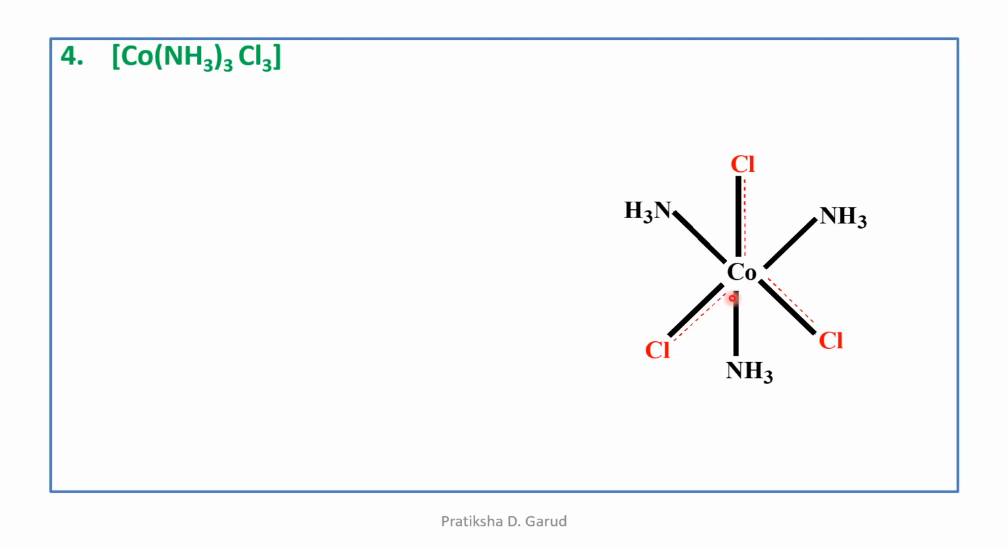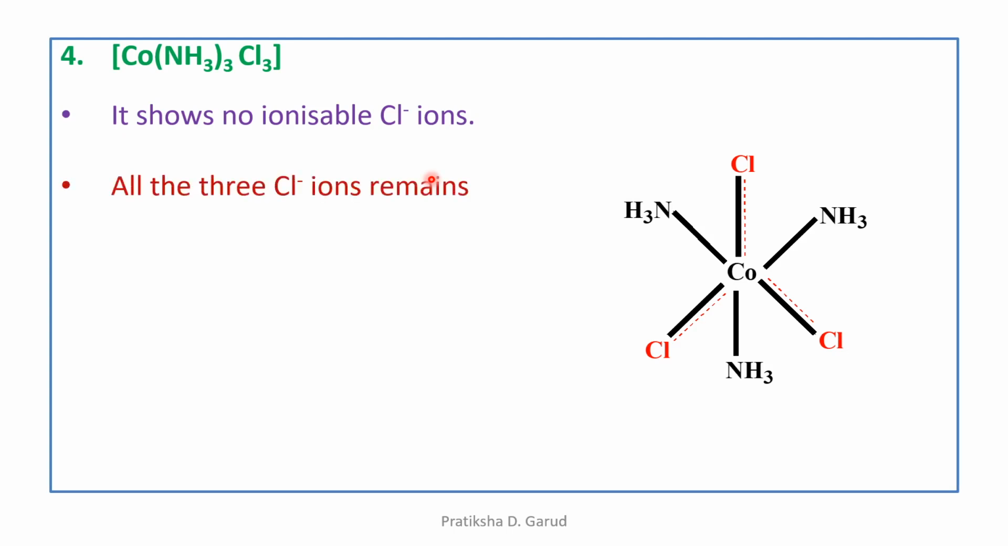and 3 chlorines. These 3 chlorines are shown by the dotted line as well as the thick line. That means they are satisfying the dual behavior. So this complex shows no ionizable Cl minus ions. Why? Because there are no Cl minus ions shown outside the square bracket. So to satisfy the secondary valency 6, all the 3 Cl minus ions are shifted inside the square bracket. So all the 3 Cl minus ions remain inside the square bracket.